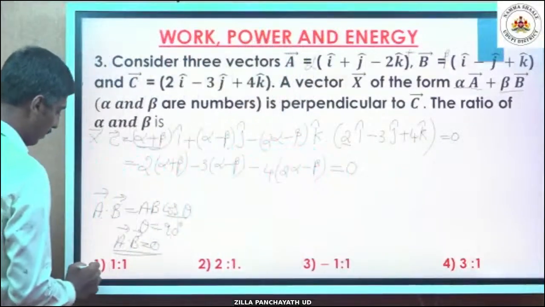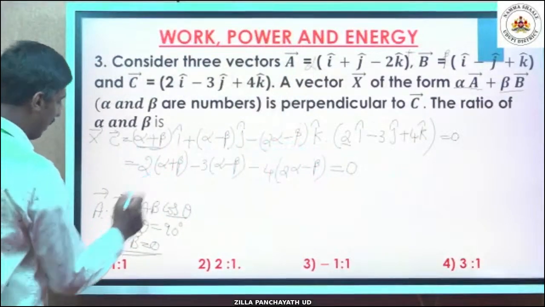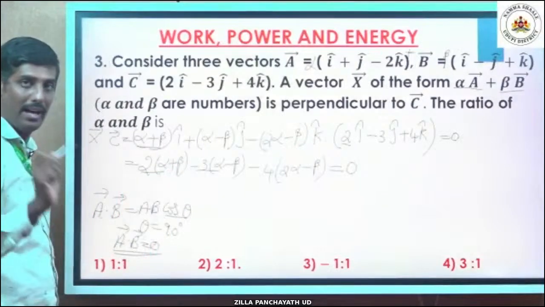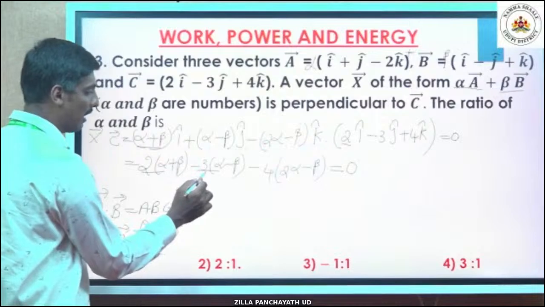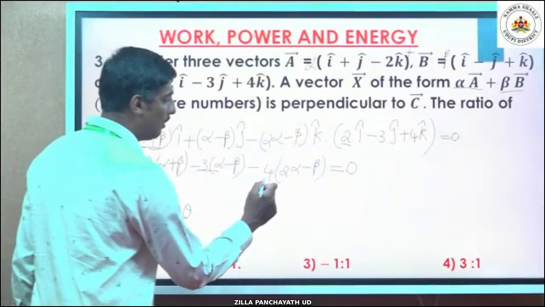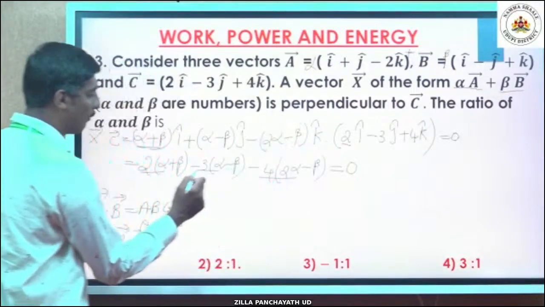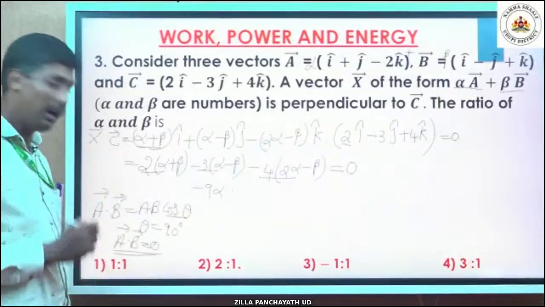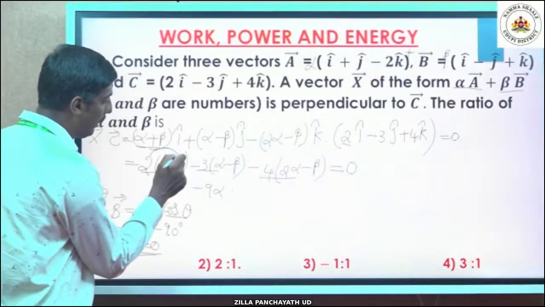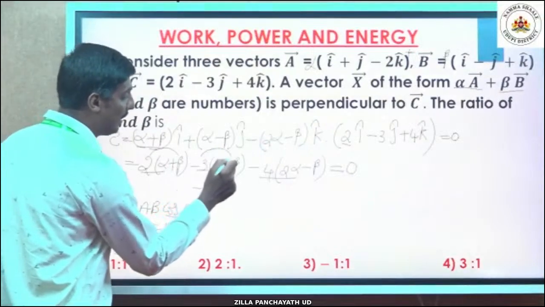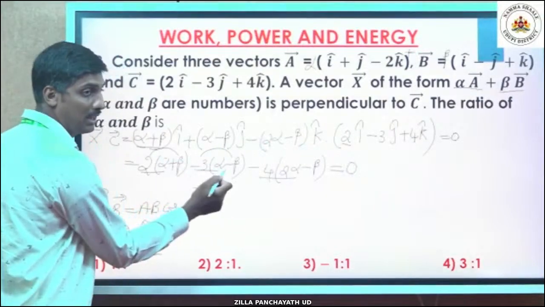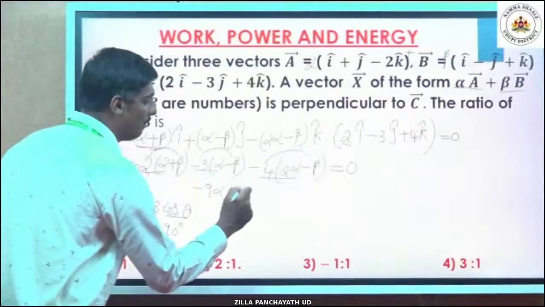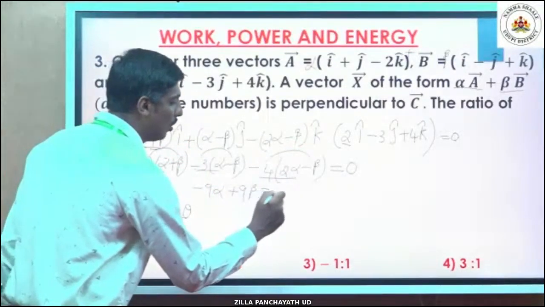Now I do one by one here. 2 alpha minus 3 alpha is minus alpha. Next, this is minus 8 alpha, so minus 8 alpha minus the 1 alpha becomes minus 9 alpha. Next, 2 beta plus 3 beta, because minus into minus is plus. 2 beta plus 3 beta is 5 beta, plus 4 beta, so the total becomes 9 beta. So minus 9 alpha plus 9 beta is equal to 0.